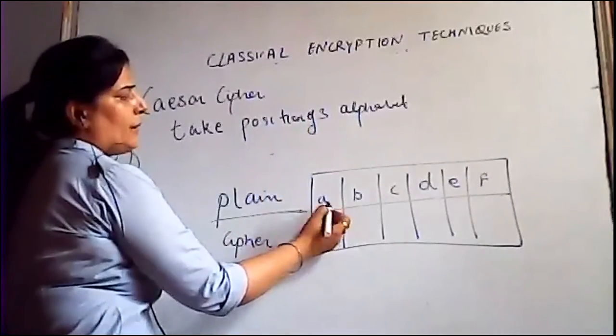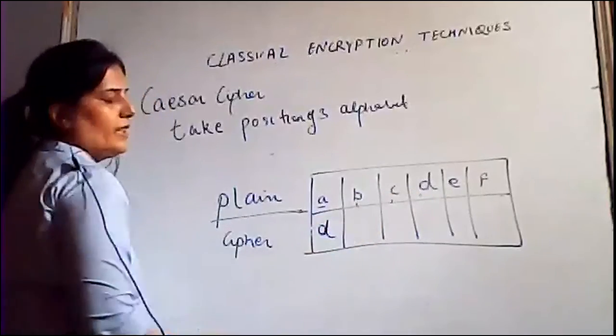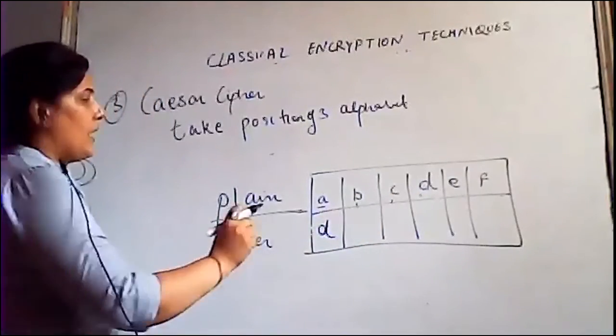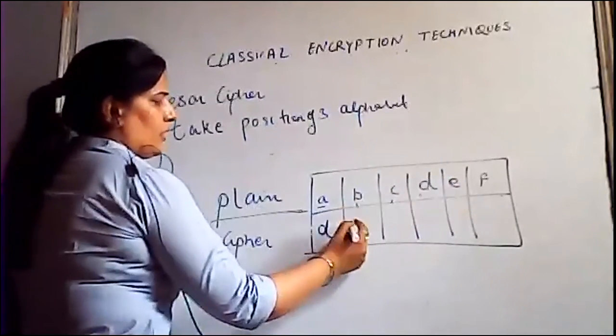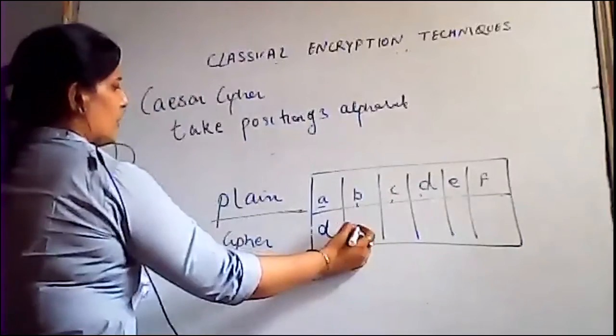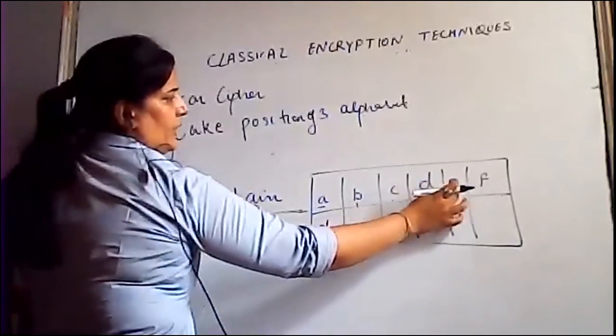So after A, what will be the third alphabet? 1, 2, 3. So D will be there. Right? You are having B, C, D, E. So for B, what you have over here is E. Similarly, for C you have F.